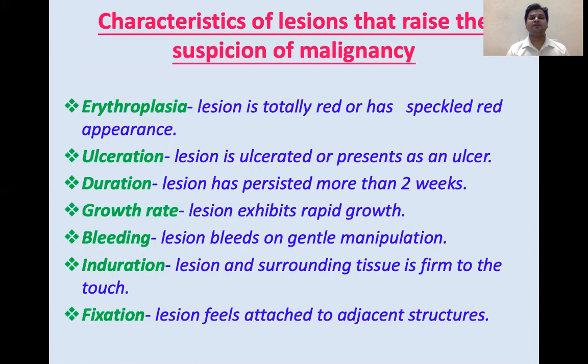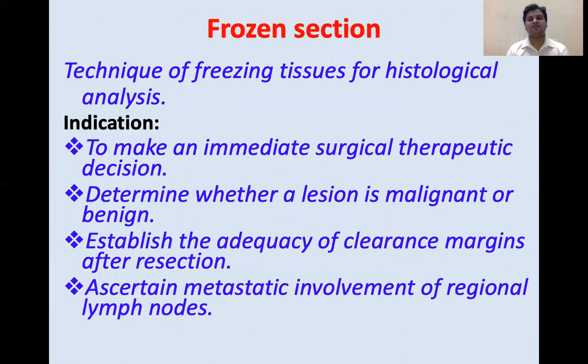Now, characteristics of a lesion that raise the suspicion of malignancy. Erythroplasia: the lesion is totally red or has a speckled red appearance. Ulceration: the lesion is ulcerated or presents as an ulcer. Duration: the lesion has persisted more than 2 weeks. Growth rate: the lesion exhibits rapid growth. Bleeding on gentle manipulation. Induration: the lesion and surrounding tissue feel hard to touch. Fixation: the lesion is attached to the adjacent structure.